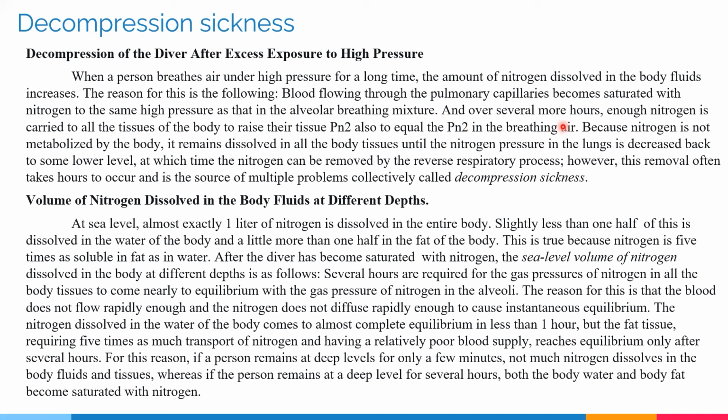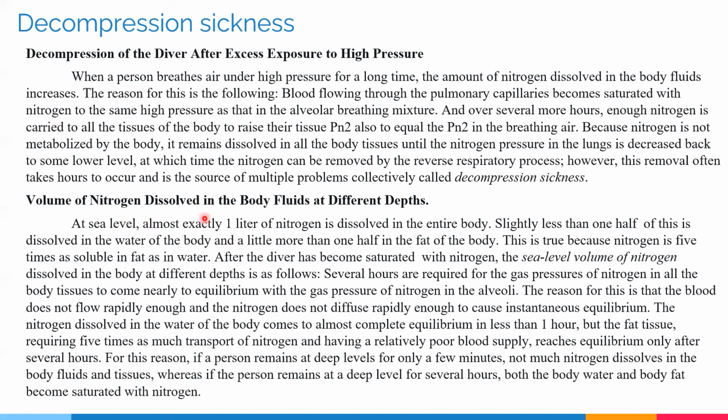Over several more hours, enough nitrogen is carried to all the tissues of the body to raise their PN2, that is the partial pressure of nitrogen, also to equal the PN2 in the breathing air. Because nitrogen is not metabolized by the body, it remains dissolved in all the body tissues until the nitrogen pressure in the lungs is decreased back to some lower level, at which time the nitrogen can be removed by the reverse respiratory process, that is just by expiration. However, this removal often takes hours to occur and is the source of multiple problems collectively called decompression sickness.